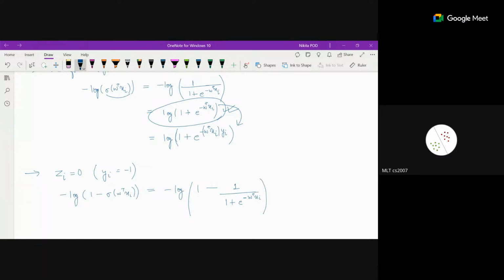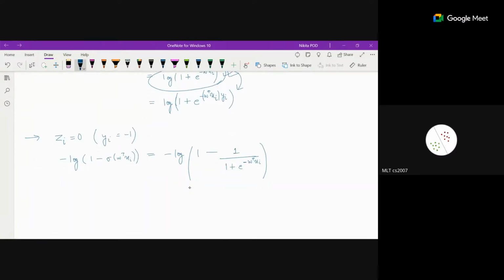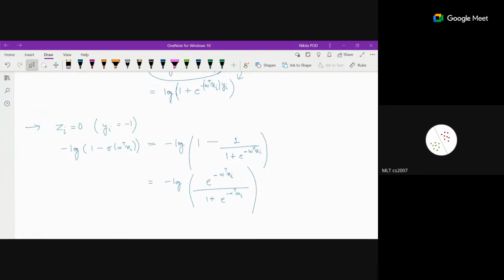Okay. If you solve for this, you are going to get minus of log of e to the power minus W transpose Xi divided by 1 plus e to the power minus W transpose Xi. Now, what can be done here is you can divide both the numerator and denominator by e to the power minus W transpose Xi.